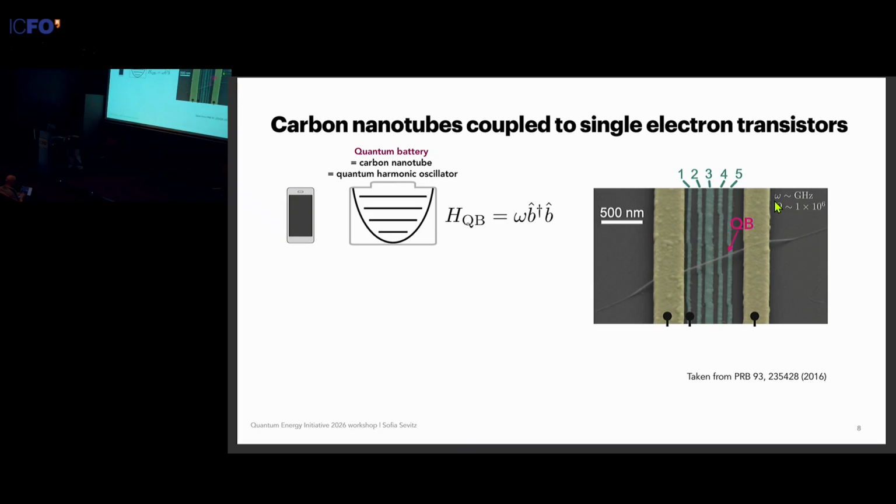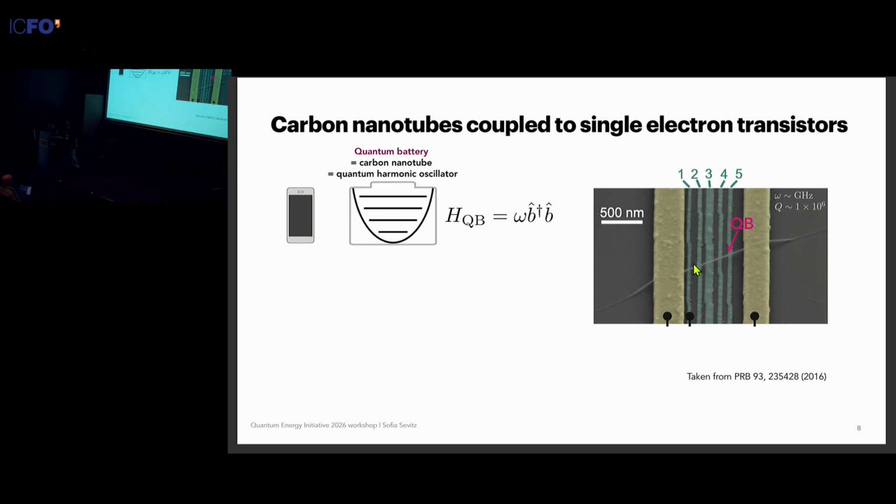So one clear example where this happens are, as Juan presented on Monday and Natalia, carbon nanotubes that are coupled to single electron transistors. So kind of to recap a little bit what they were. So you have a carbon nanotube. This is kind of here, experiments look here, and theorists look here, yeah? So it's a multi-purpose slide.